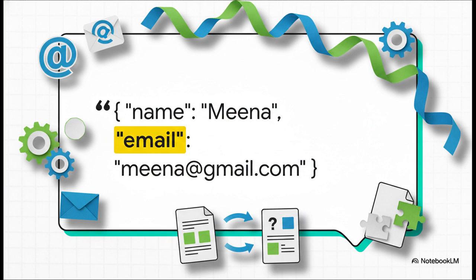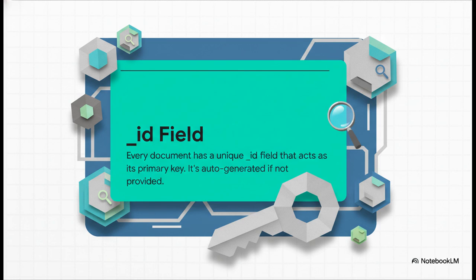It means your app can change and grow over time, and you don't have to tear down and rebuild your entire database just to add a new piece of info. And how does it keep all this organized? Well, remember that underscore ID field? Every single document has one, and it's mandatory. It's the primary key. If you forget to add one yourself, no worries, MongoDB just generates one for you. This guarantees that no two documents can ever be mistaken for each other.